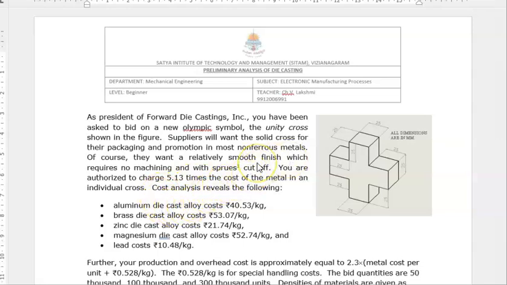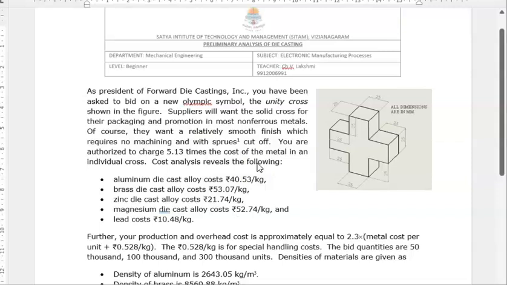The cost analysis that is given to the president reveals the following. Aluminum die-cast alloy involves this much cost, 40.53. Brass, 53.07. If it is zinc, it is 21.74. If it is magnesium die-cast, it is 52.74. If it is lead, it costs 10.47.